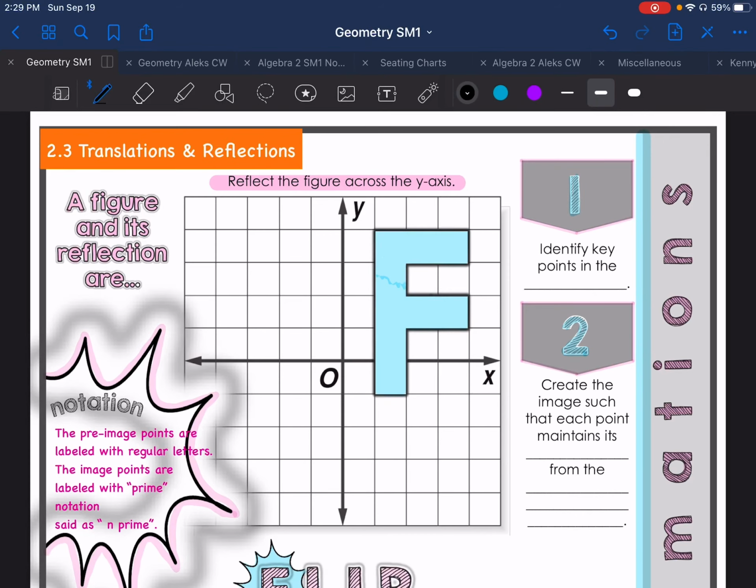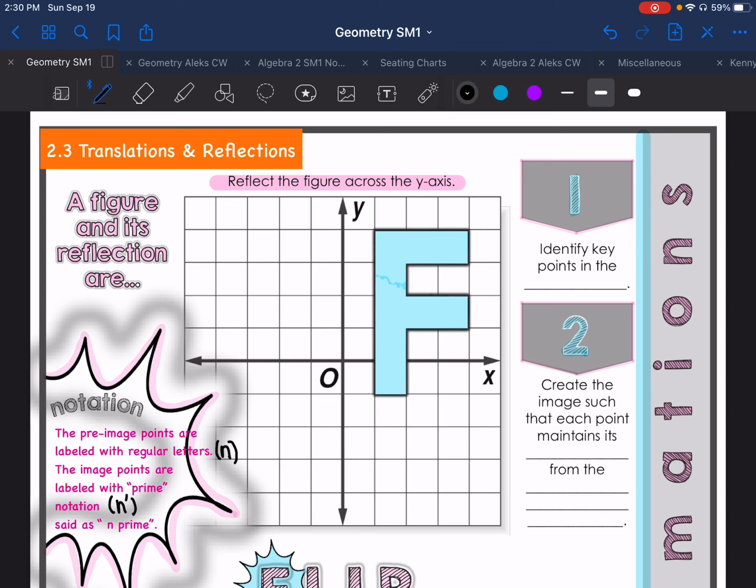Today's lesson is 2.3, Translations and Reflections. We're going to start with the reflection first. A figure and its reflection are the pre-image points, which we label with regular letters like simply N, where the image points are labeled with prime notation, which would look something like this. And we say that as N prime.